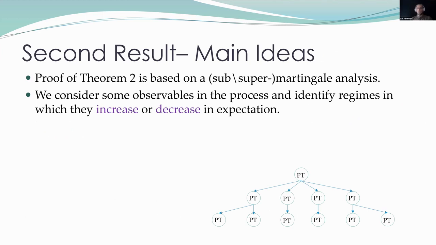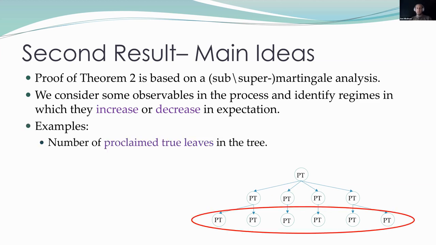Basically, the idea is to reduce everything to a martingale, or rather a sub-martingale and super-martingale analysis. We define several observables of the process, which we track over time, and we analyze the dynamics, and we show that in some regime of parameters, those observables increase in expectation or decrease in expectation, and this allows us to say something about the long-term dynamics. Some examples of those observables are the number of leaves. So for example, if we can show that the number of leaves in expectation goes to 0, then the tree must be eliminated.